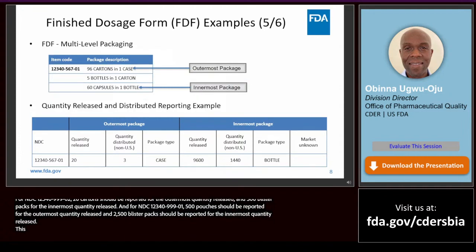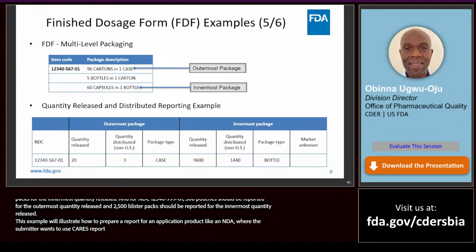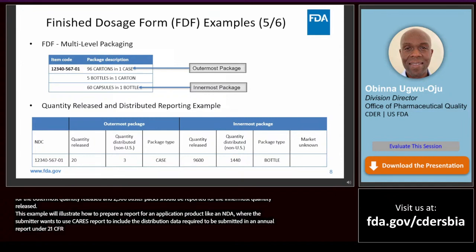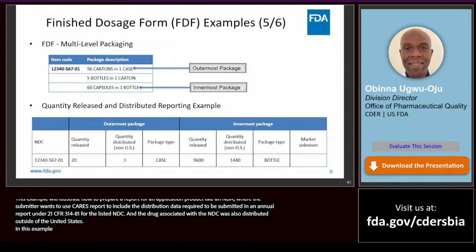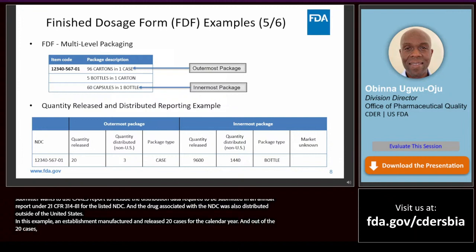This example will illustrate how to prepare a report for an application product like an ANDA, where the submitter wants to use the CARES report to include distribution data required to be submitted in an annual report under 21 CFR 314.81 for the listed NDC. And the drug associated with the NDC was also distributed outside of the United States. In this example, an establishment manufactured and released 20 cases for the calendar year. And out of the 20 cases, 3 cases were distributed for foreign use.